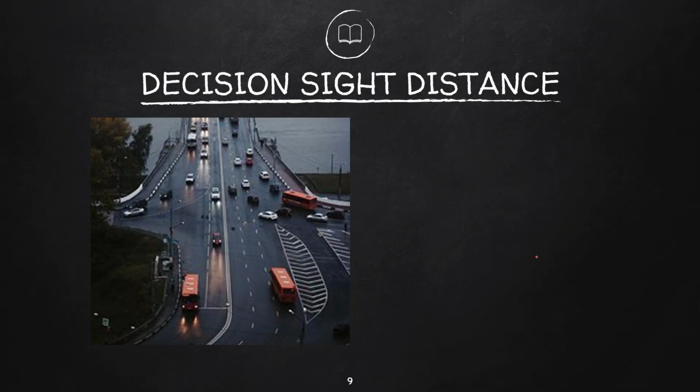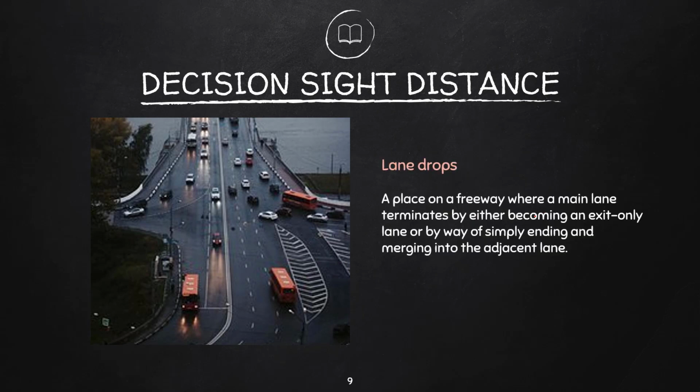And for lane drops, like this one. Lane drops are a place on a freeway where a main lane terminates by either becoming an exit-only lane or by way of simply ending and merging into the adjacent lane. So an example of a lane drop is this portion here, wider, and then it drops to a relatively narrower lane width. Okay, this is an example of a lane drop. Also this portion here, I think the lane ends here, so that's a lane drop.